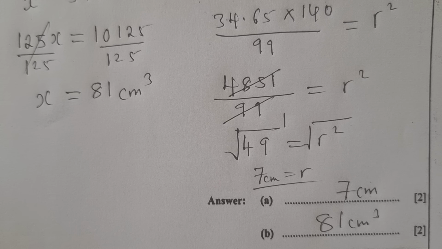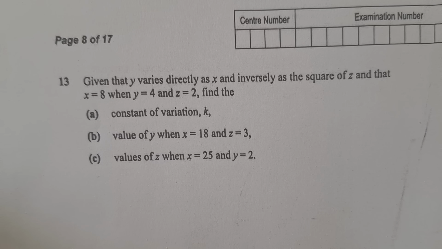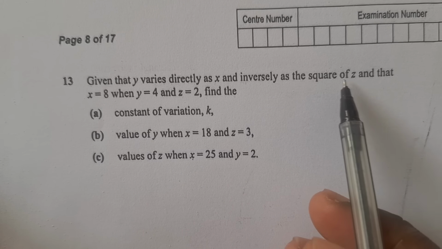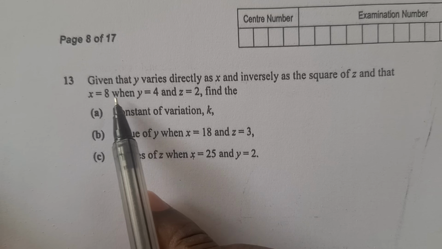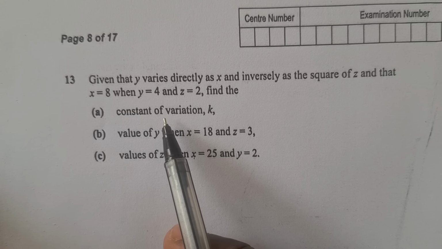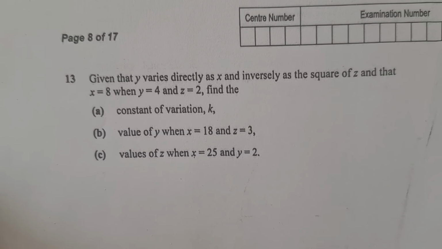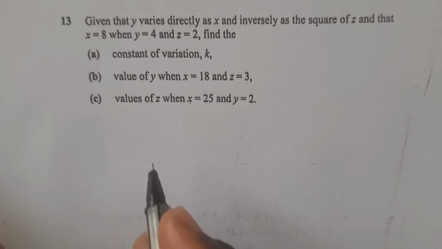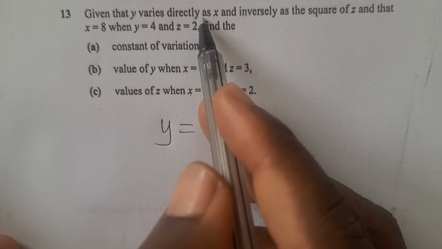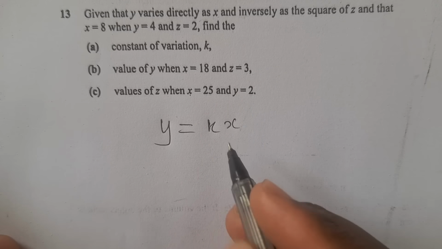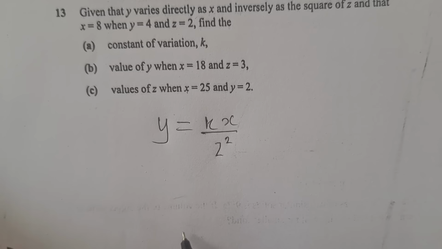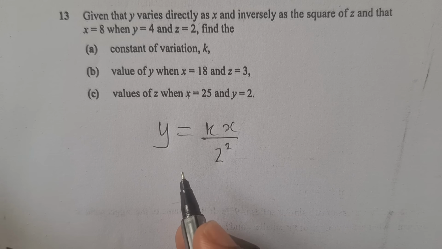We go to the next question, which is question 13. Given that y varies directly as x and inversely as the square of z, and that x is equal to 8 when y is equal to 4 and z is equal to 2, find the constant of variation k. So y varies directly as x and inversely, so z squared goes down here. This is how the equation will look.